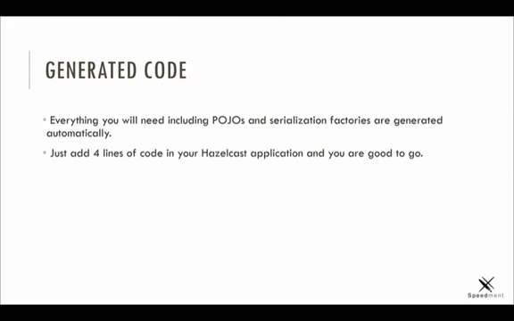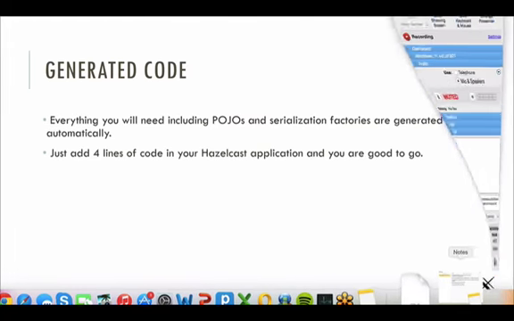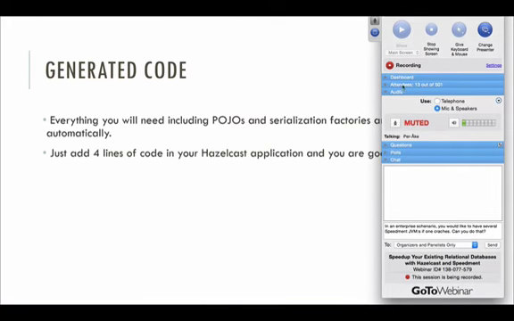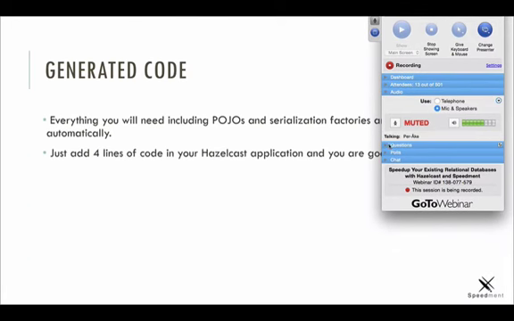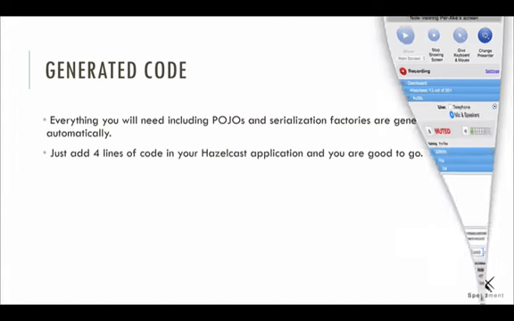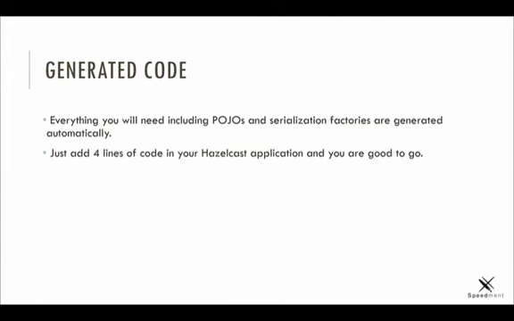And the generated code, there's a lot of generated code, but of course it will generate POJOs that you can insert in your maps, and also very efficient serialization factories, so that you get the performance you expect out of your Hazelcast data grid. It's very easy to integrate. You just add 4 lines of code in your existing Hazelcast application, and you're good to go.